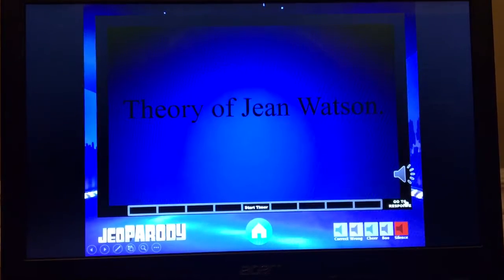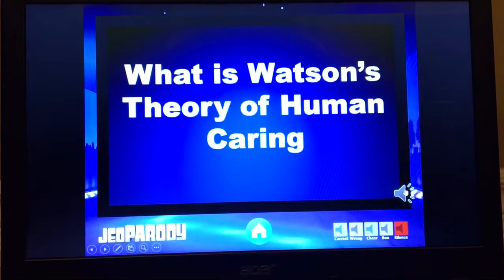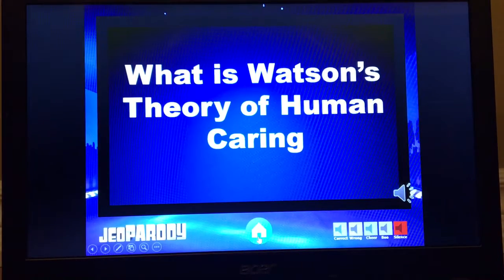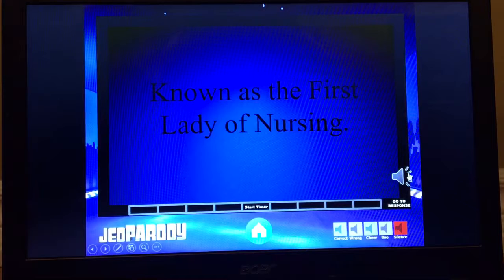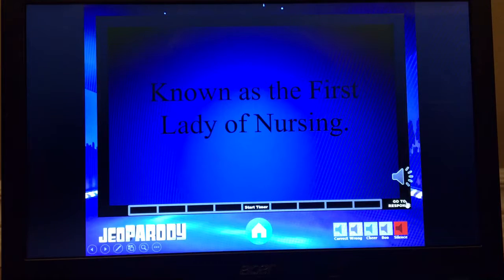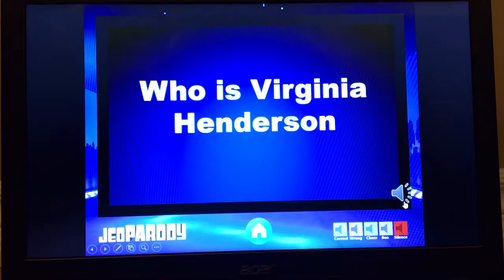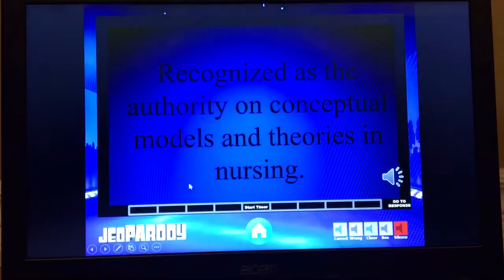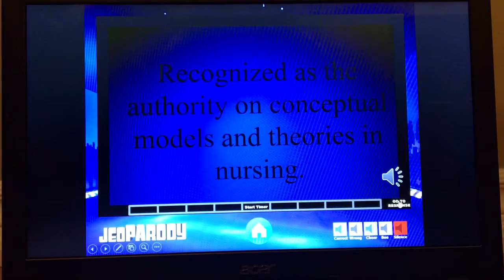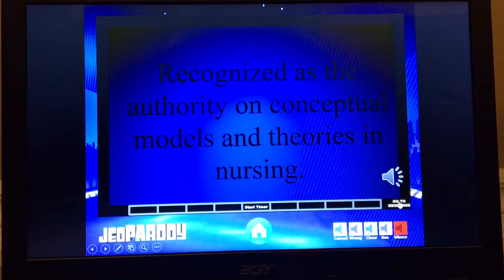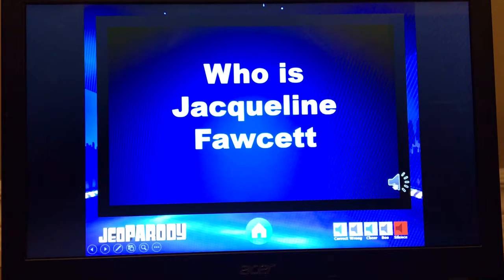Theory of Jean Watson. What is Watson's theory of human caring? Known as the First Lady of Nursing. Who is Virginia Henderson? Recognized as the authority on conceptual models and theories in nursing. Who is Jacqueline Fawcett?